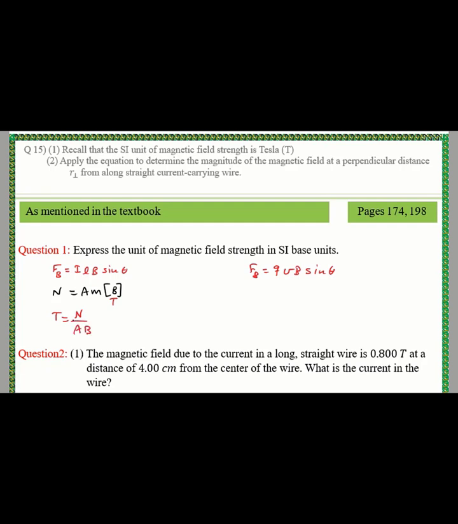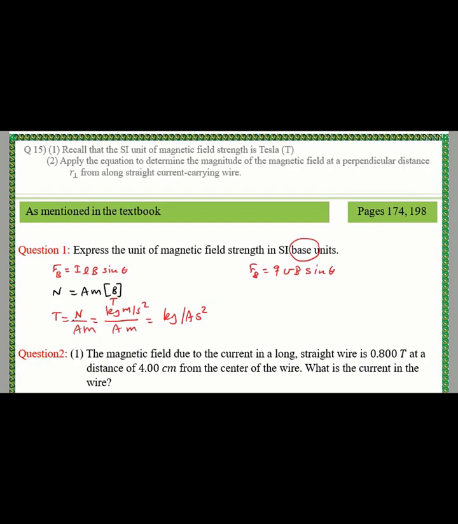Okay, but it is not a base unit. For a base unit we must work out the Newton. Newton is kilogram meter per second squared, over the current, which is ampere, and the length, which is meter. Now you can cancel meter with meter and you are left with kilogram per ampere second squared.